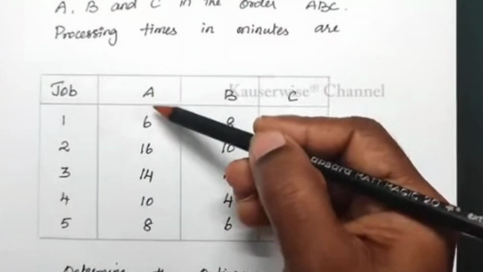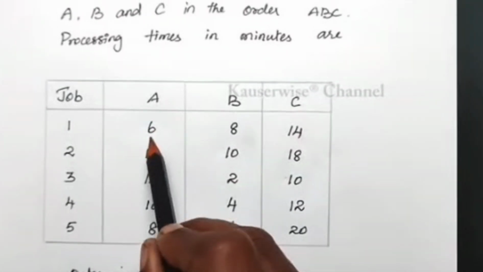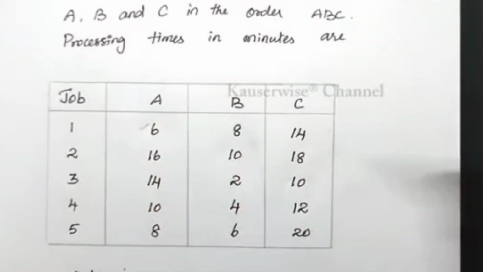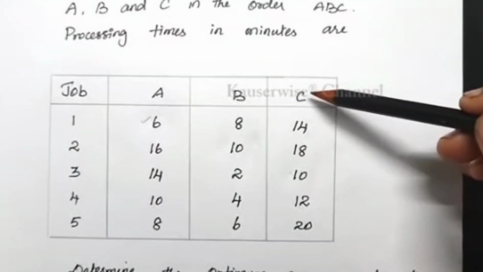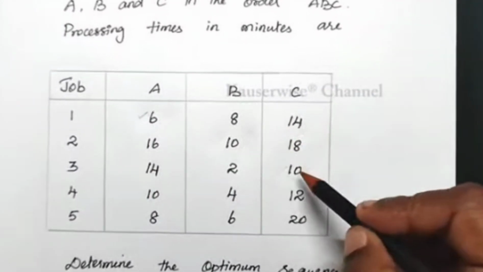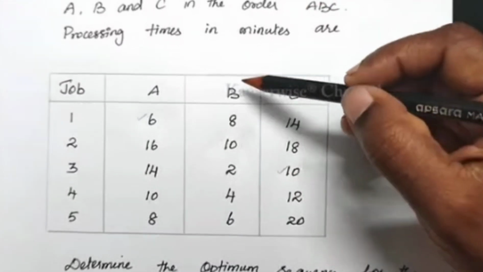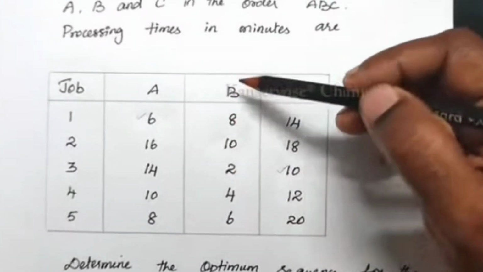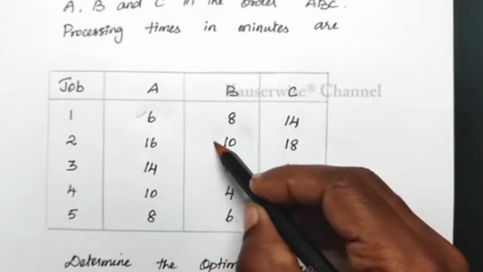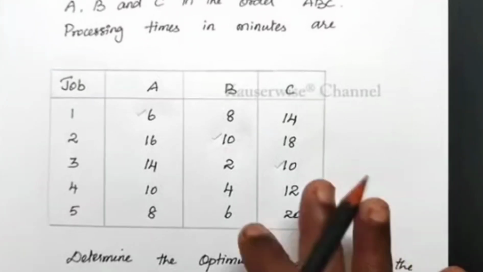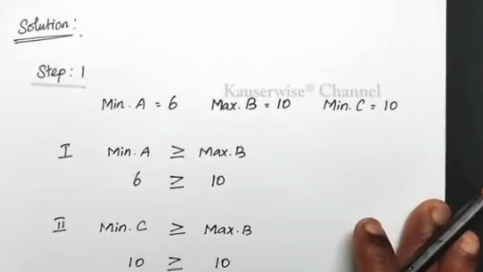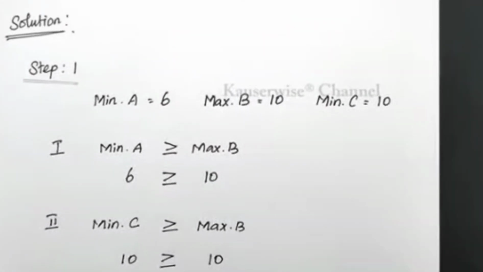Okay, so here on machine A, the minimum duration is 6. Okay, see here, the minimum duration on machine C is 10. Okay, and on machine B, the maximum duration is 10. Okay, now see the solution to check this condition. The first step is we need to check the condition.